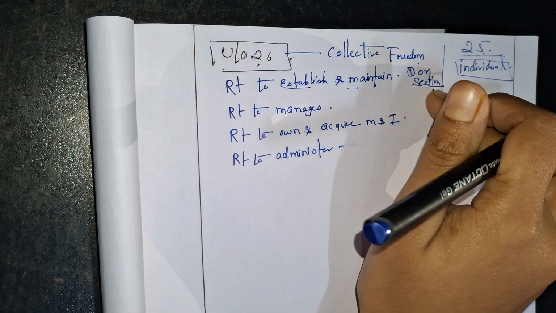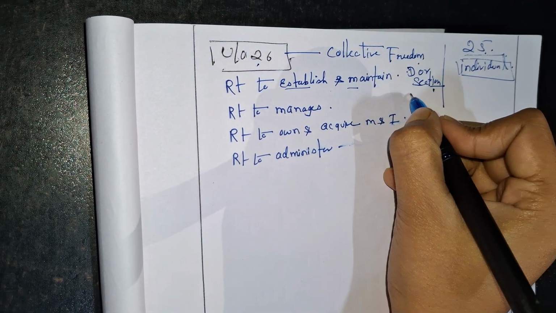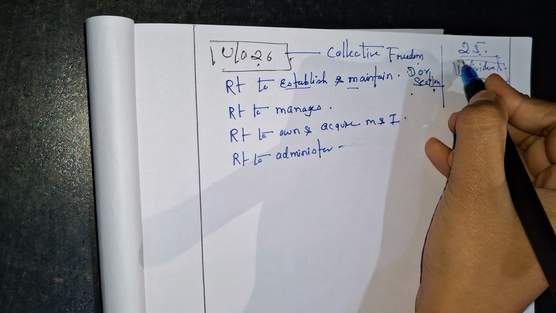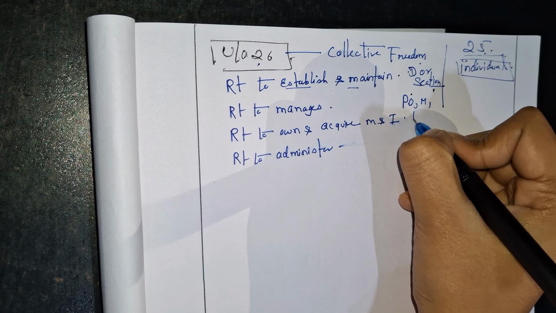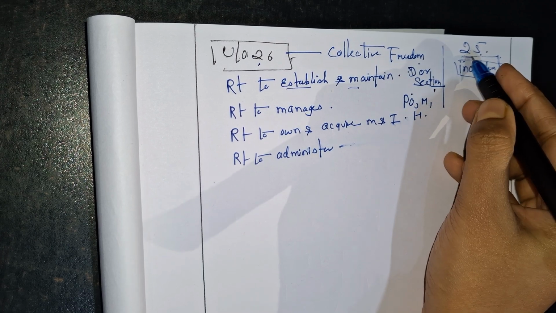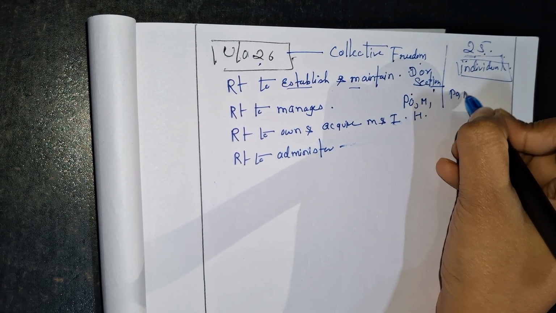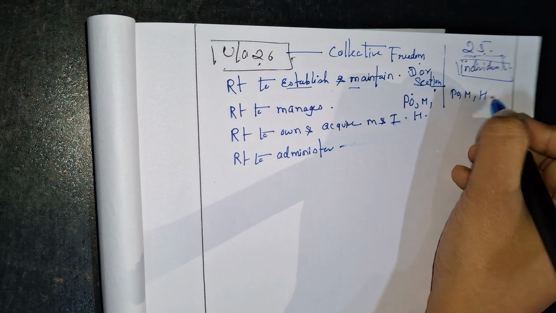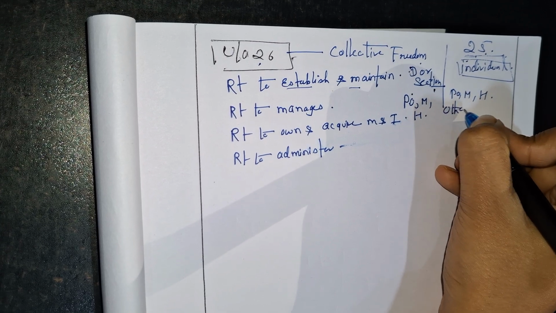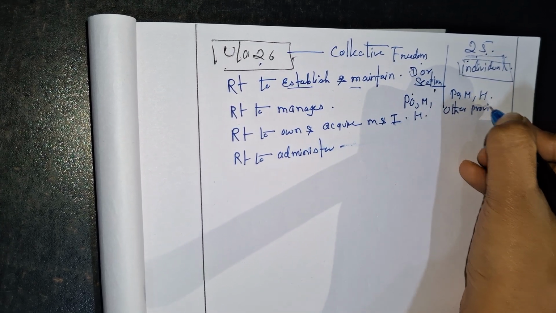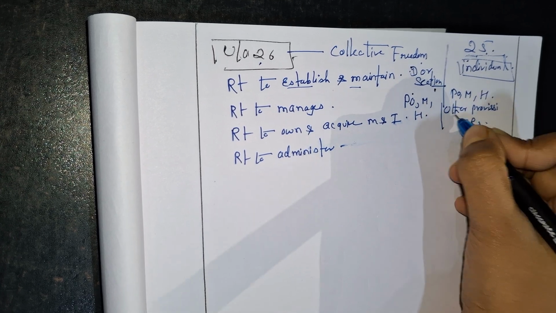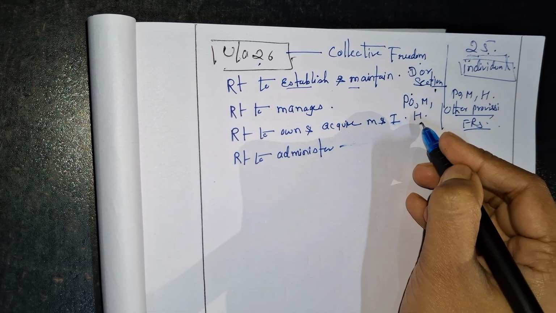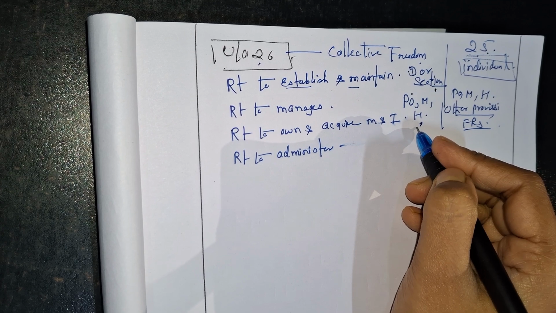Article 26 is also not absolute and subject to the same as 25: public order, morality and health. 25 में एक extra था: public order, morality, health and other provisions related to the fundamental rights. ये इसमें नहीं है Article 26 में.